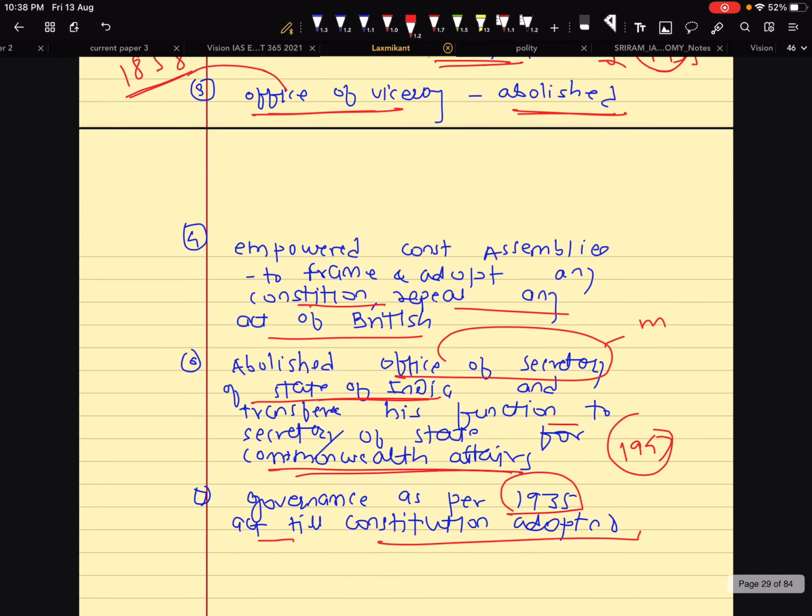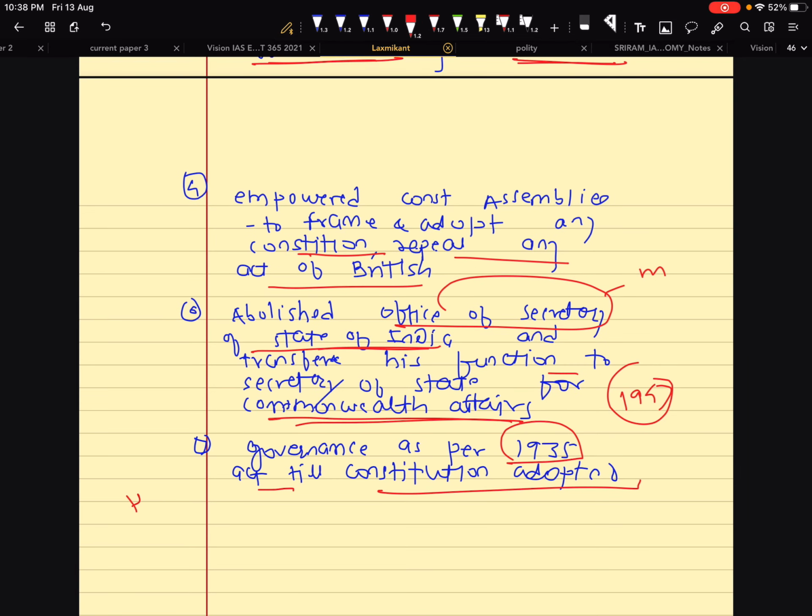So guys, with this we have covered the historical background of the Indian Constitution. So we covered part two.